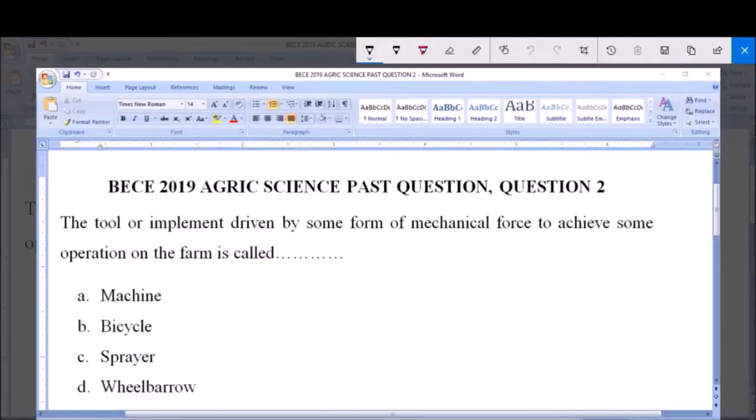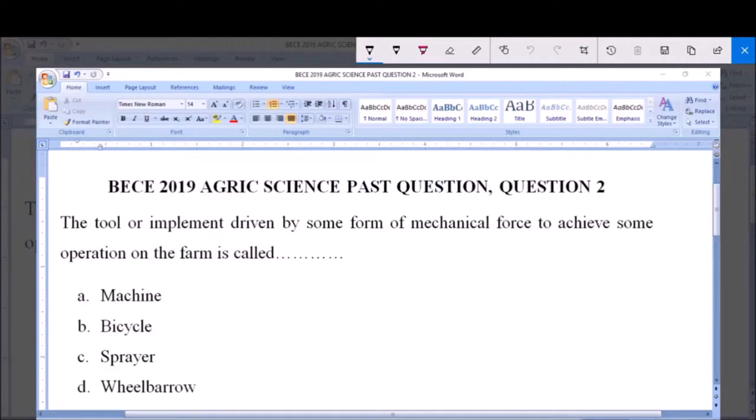Good day and welcome. Today we're going to be dealing with BECE 2019 Agric Science Past Question, Question 2. The tool or implement driven by some form of mechanical force to achieve some operation on the farm is called dash. A. Machine. B. Bicycle. C. Sprayer. And D. Wheelbarrow.